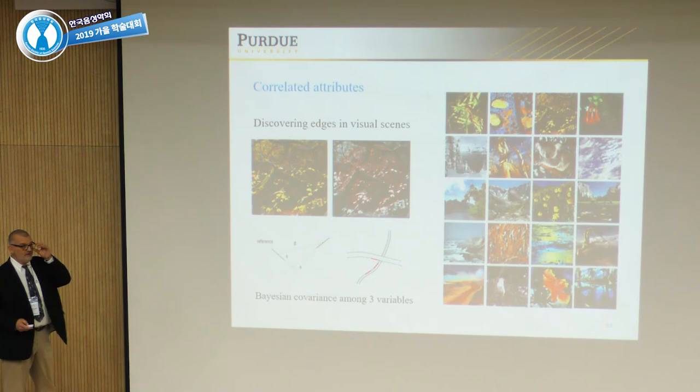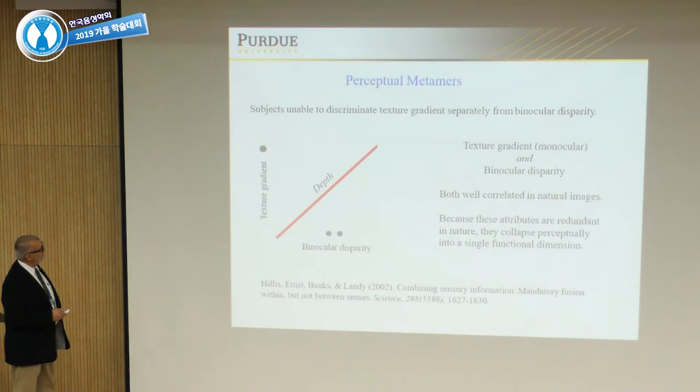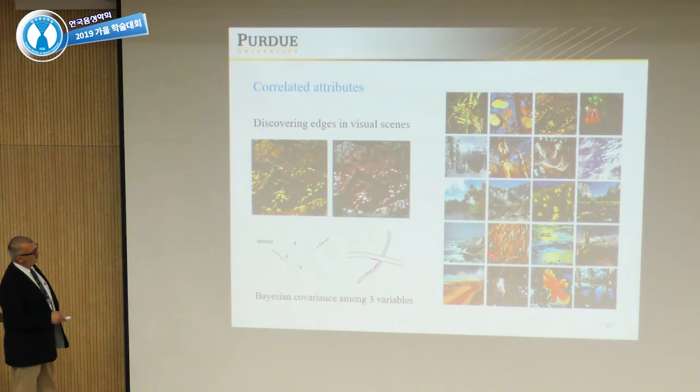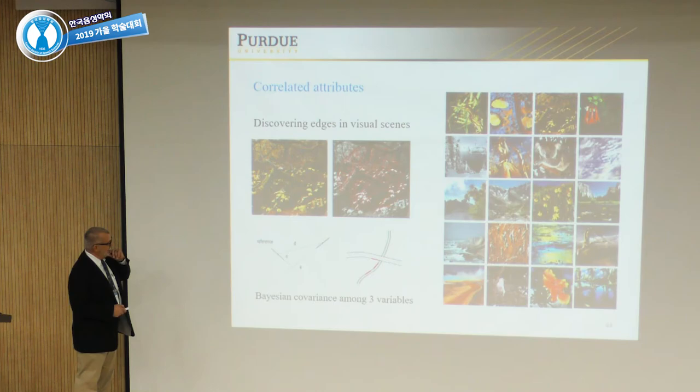Vision people, true to form, have also been a little ahead of us on this. Lots of examples. I'll just show you two. This is some work on how we detect edges in natural scenes. These are the actual natural scenes. And this is a great study by Bill Geisler. And it turns out that we do it by detecting covarying qualities, and that's how we find our edges.